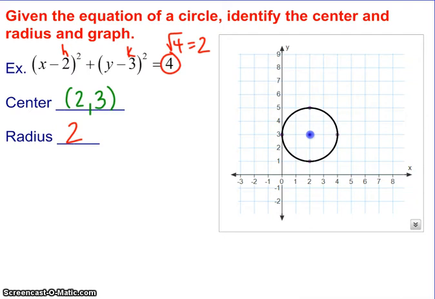So here we have the equation of the circle, (x minus 2) squared plus (y minus 3) squared equals 4.